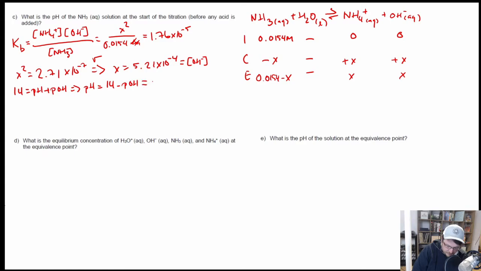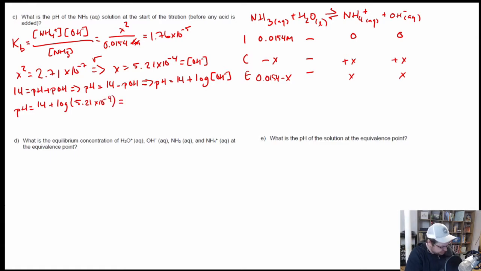And so from there we can simply plug that in. So we have pH is equal to 14 plus the log of OH minus, because negative times negative gives a positive in that case. And so we can simply plug that in. So we have pH is equal to 14 plus the log of 5.21 times 10 to the negative 4.